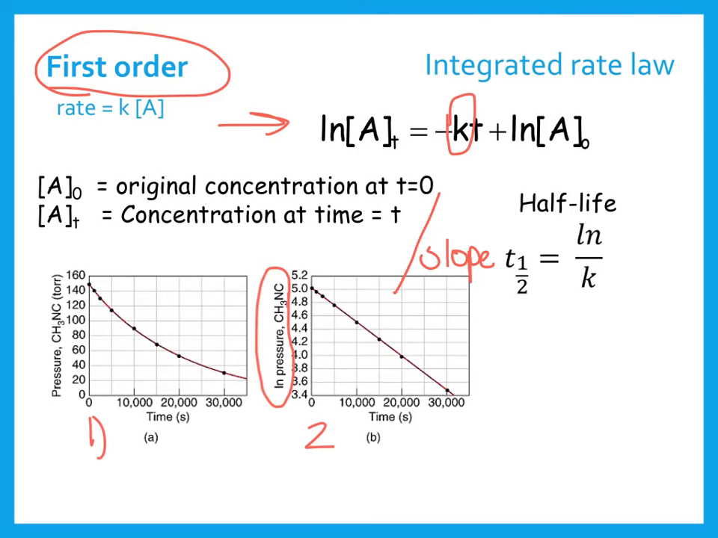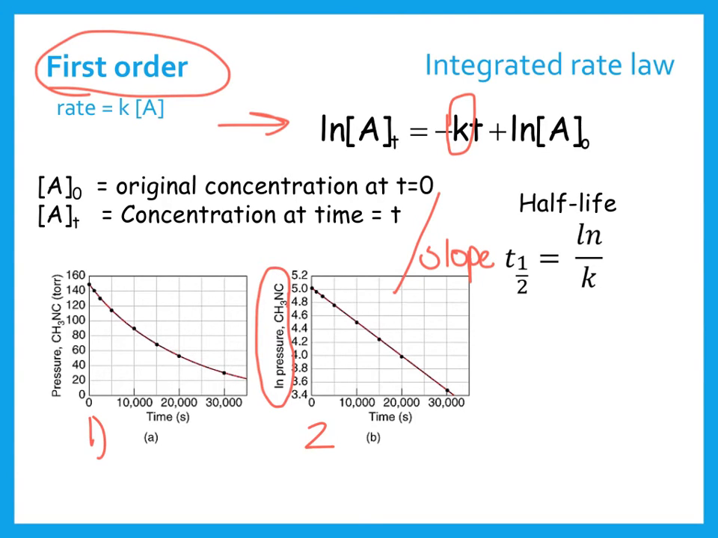[A]0 is the original concentration at time 0, and [A]t is the concentration at that specific time. For instance, if they say at 20,000 seconds, you're going to plug 20,000 into the t, the time, and you're going to then use the corresponding concentration in your calculation. This will allow you to determine the initial concentration, or if you know the initial concentration and the concentration at time 20,000, you could find the k value.